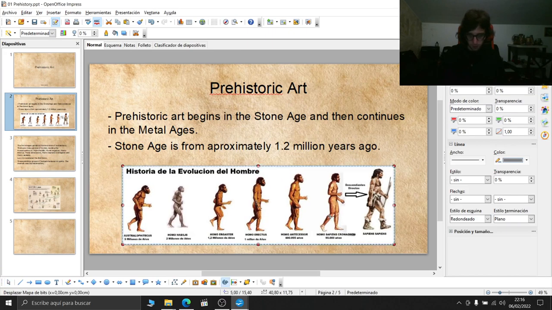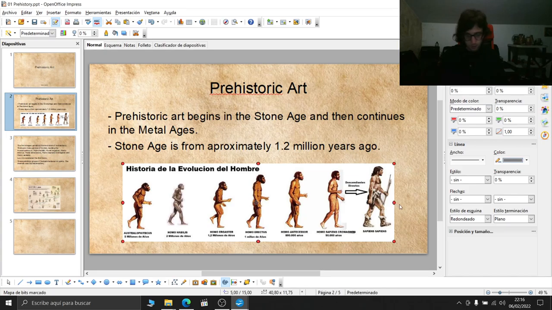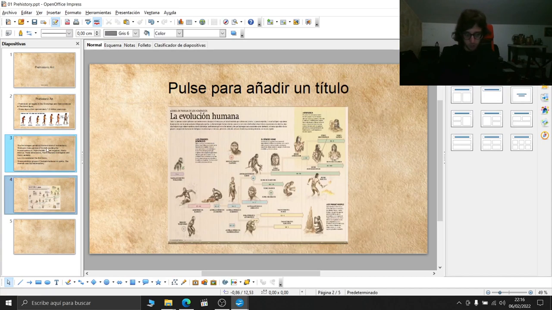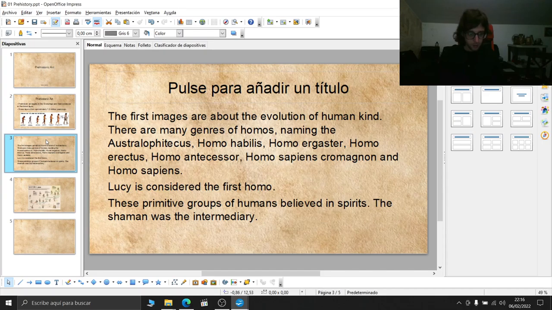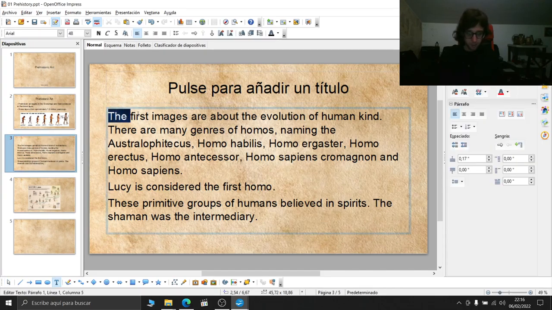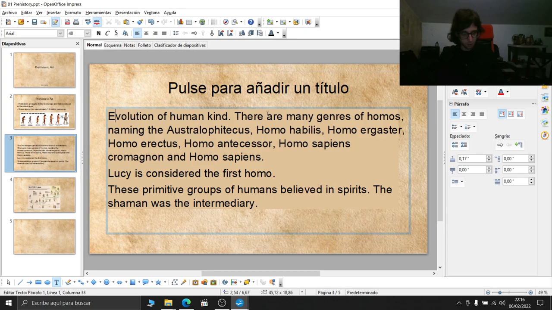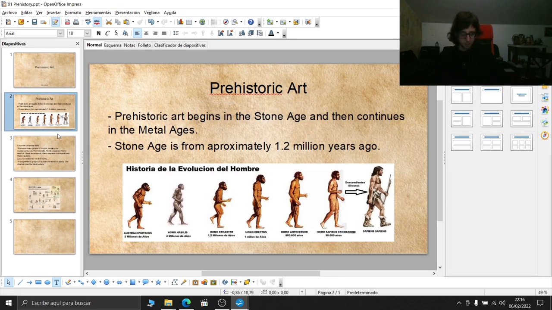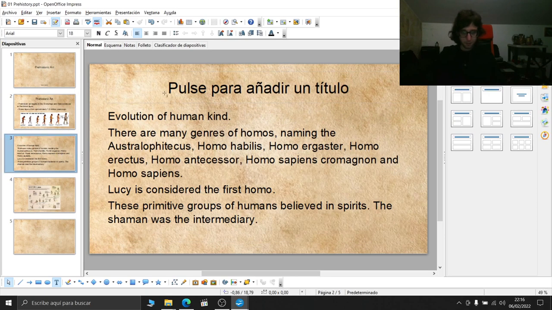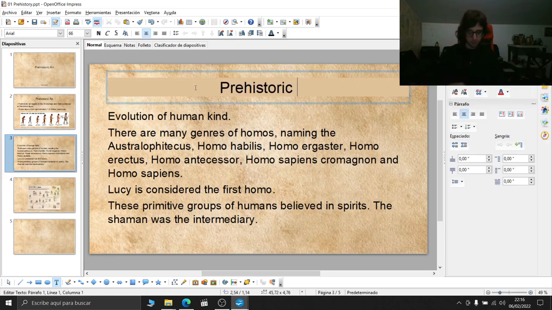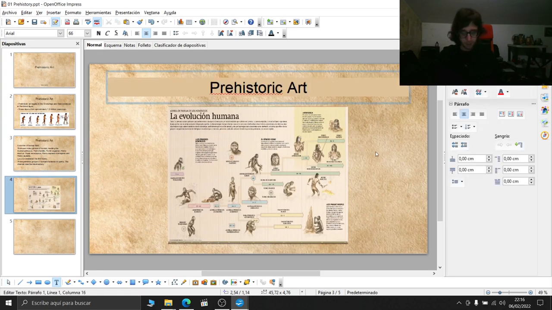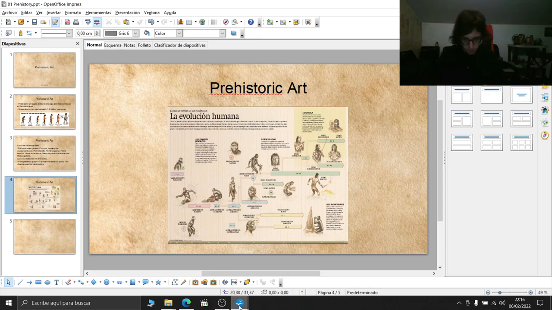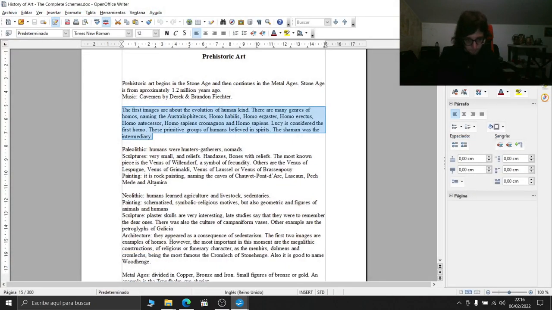It doesn't matter that the text in the pictures is in Spanish, as the most important is... I'm going to edit this a bit. Evolution of humankind. Okay. And now Paleolithic.